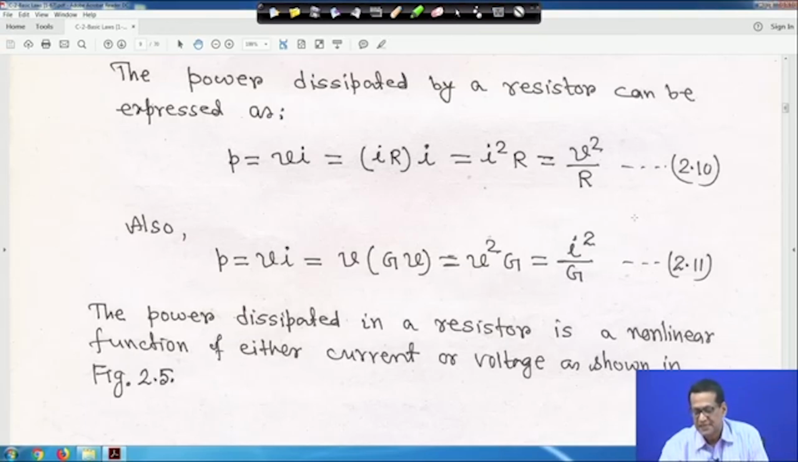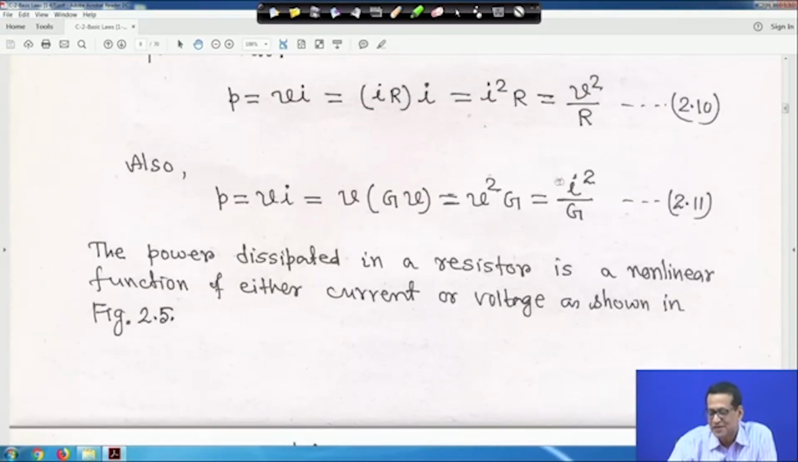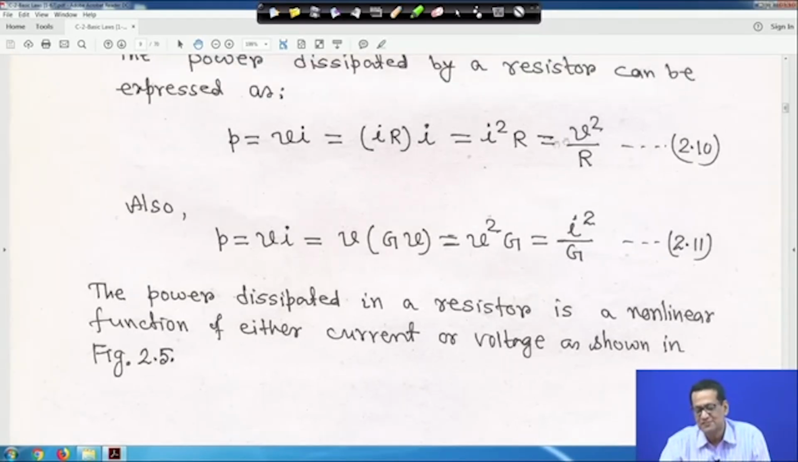Here also, G is again positive, it is the reciprocal of resistance. So conductance is always positive, and whatever the positive or negative value of V or I, this P is always positive. That shows the power dissipated in a resistor, it absorbs power. So power in a resistor is a nonlinear function of either current or voltage, it is parabolic type. P is equal to I square R is equal to V square by R, or P is equal to V square G or I square by G, it is a parabolic type of function.